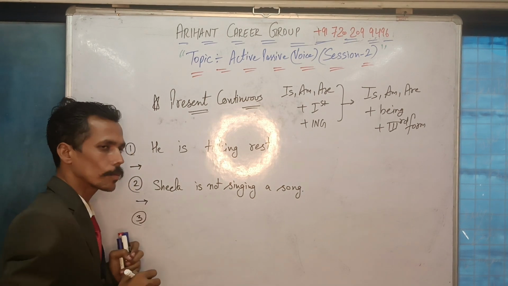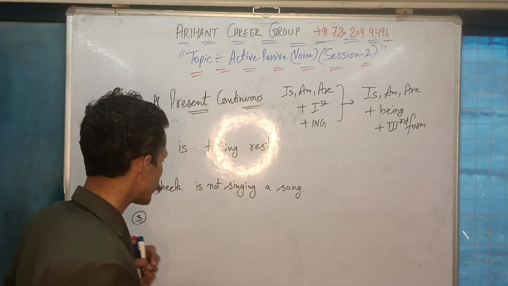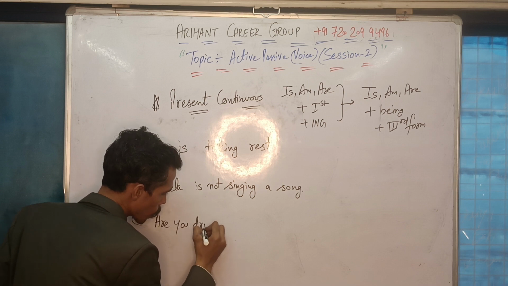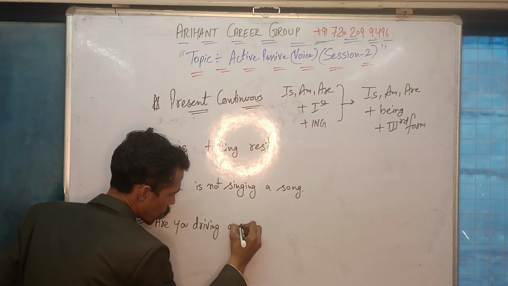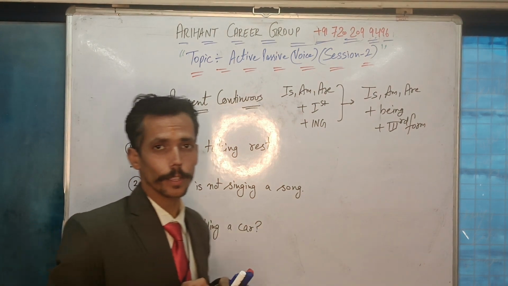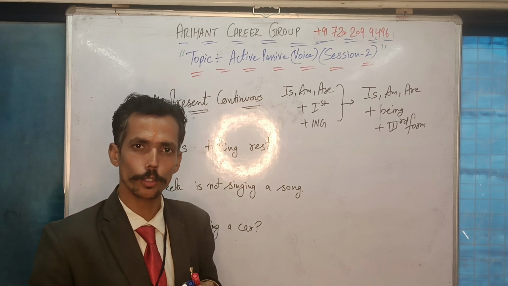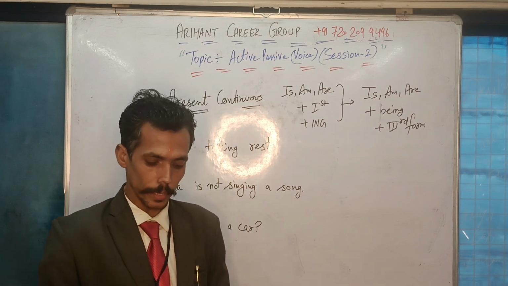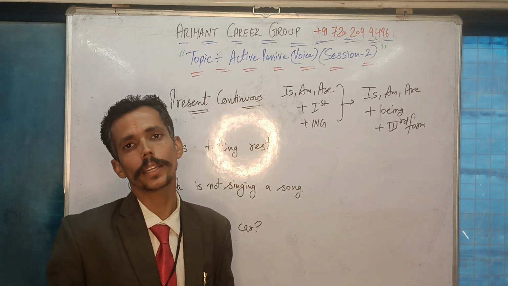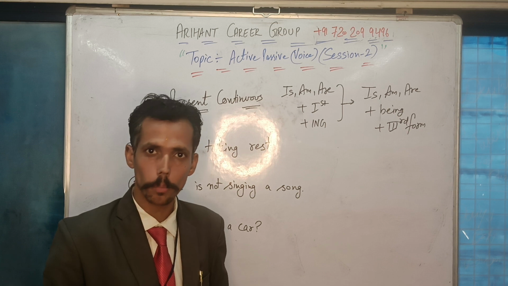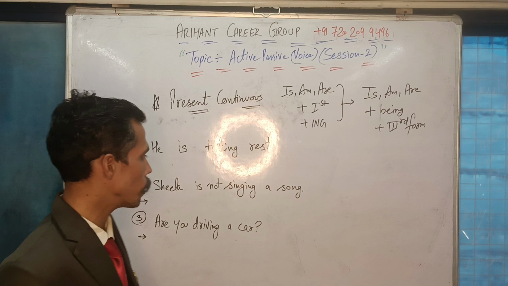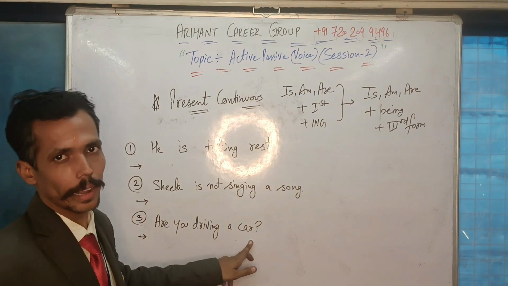Also note down the third sentence, which is an interrogative sentence: Are you driving a car? So I've given you three sentences. The first sentence is a positive sentence; we also call it an affirmative sentence. The second sentence is a negative sentence, where I'm using not. In the third sentence, which is an interrogative sentence, I'm keeping the helping verb before the subject. So that automatically makes me put a question mark at the end of the sentence.